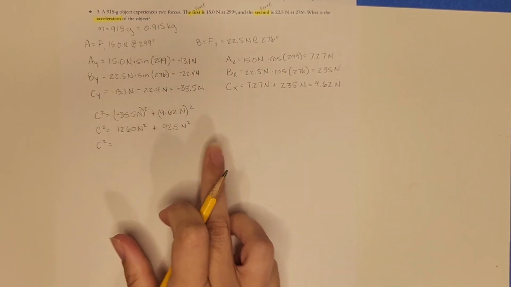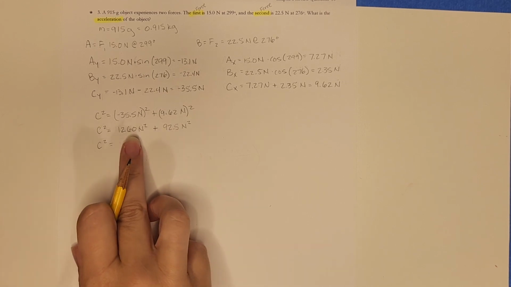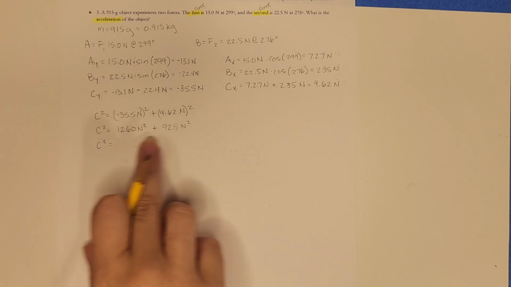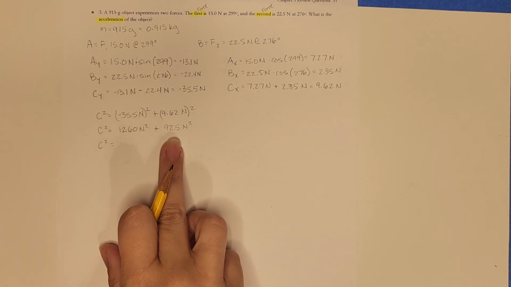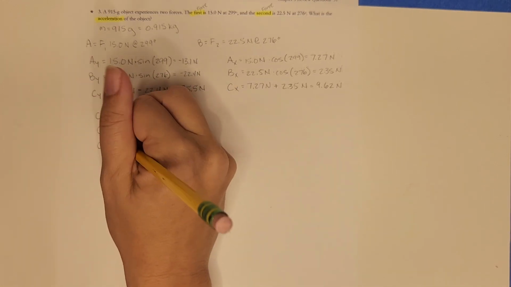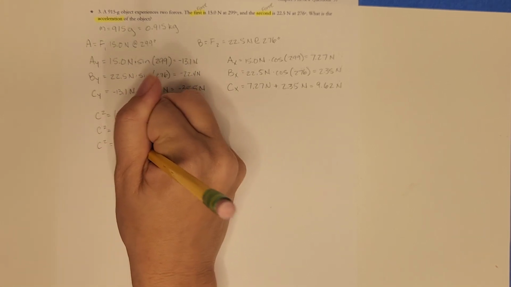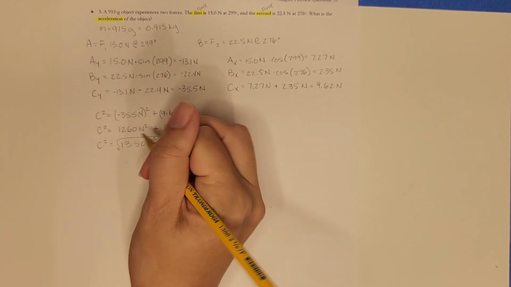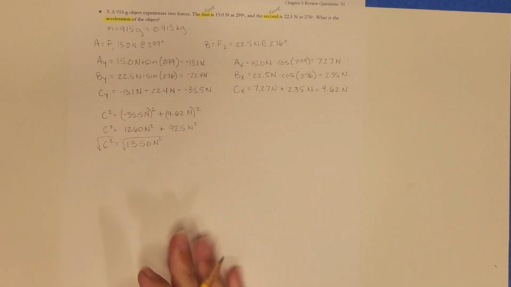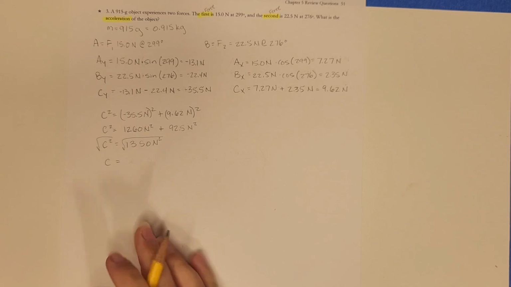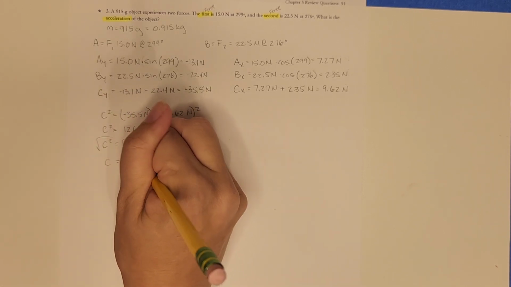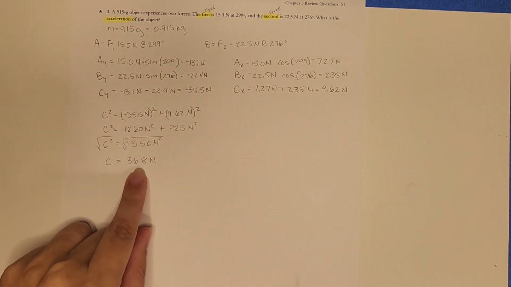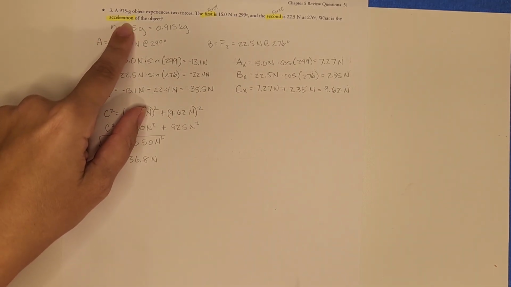When I add these together, my least precise digit is the tens place. Okay, and so when I round these, I'm going to round to the tens place as far as significant figures, and so I'm going to get 1350 square newtons. Take the square root of both sides, and my C is 36.8 newtons. Okay, so this is my force that I'm going to use to determine the overall acceleration.